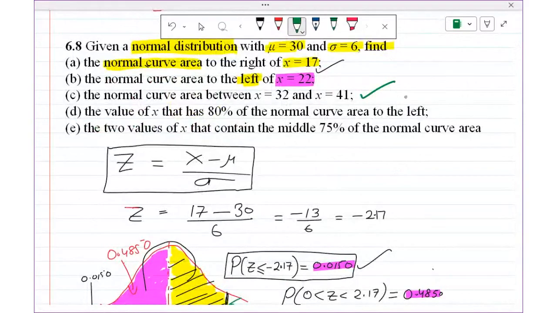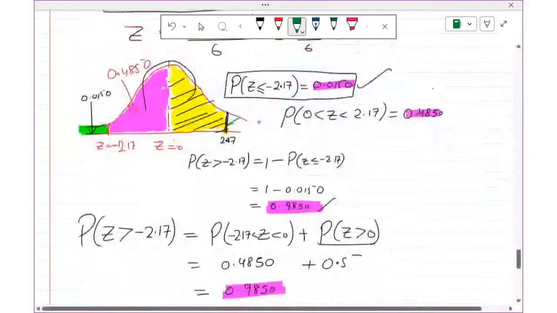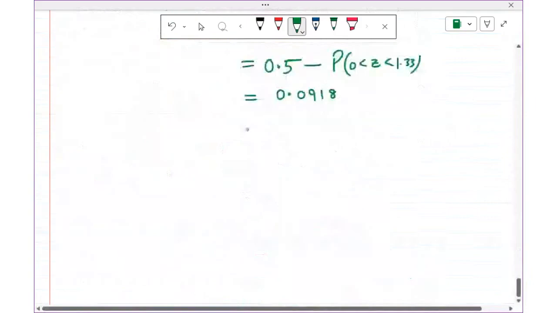Now the fourth part: the value of x that has 80% of the normal curve area to the left side. This is the interesting question. This is a little bit different. The D part I will do because I know that you can do the C part. So the D part we have to do. Find the value of x that has 80% area of the normal curve on the left. So 80% area is on the left.